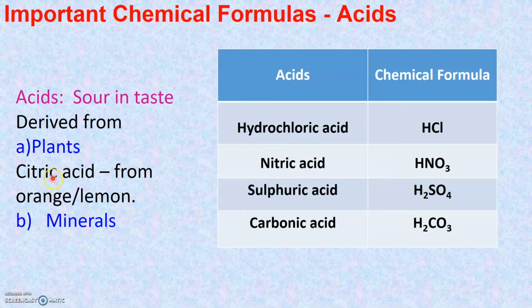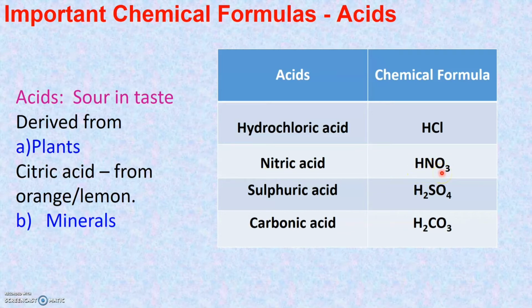An acid called citric acid is derived from oranges and lemon. The acid hydrochloric acid is derived from the mineral sodium chloride. Now let us see which are the acids and the corresponding chemical formula. Hydrochloric acid has got the chemical formula HCl. Nitric acid, which is a combination of nitrate radical and also the element hydrogen, so the chemical formula is HNO3.